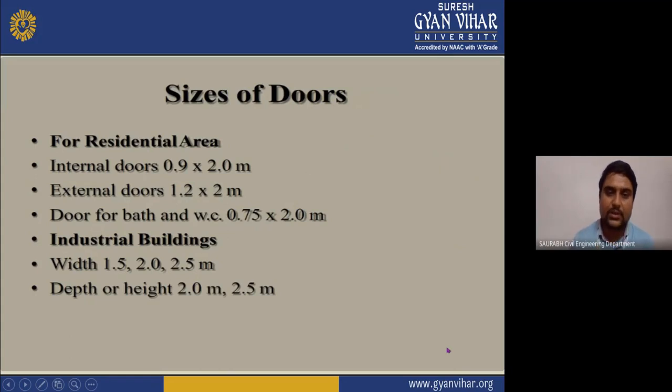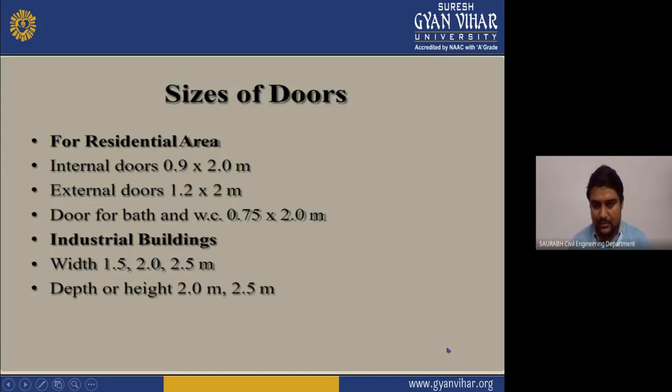Now we come to a very important point, which is sizes of door. As we know, sizes of door are also categorized on the basis of building types. For a residential building, the internal door height is between 0.9 to 2.0 meter. External door height is 1.2 to 2 meter. For bath and WC, like bathrooms and WC, it is between 0.75 into 2.0 meter height.